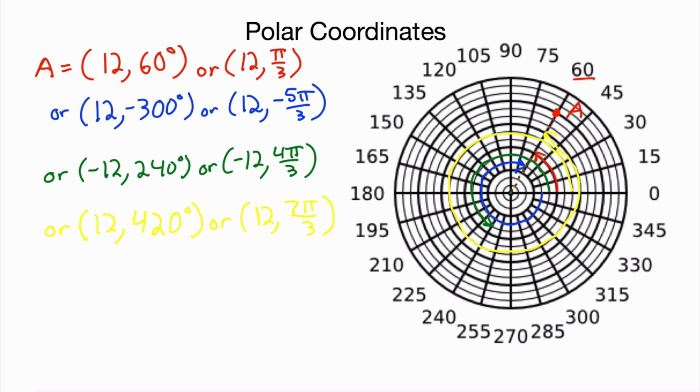In showing all these multiple representations for the same point, we say that the polar coordinate system is not a unique system. There is not one unique way to represent a point.